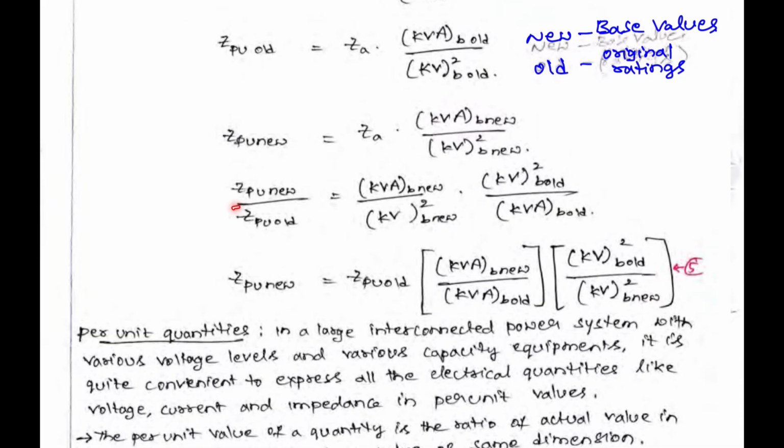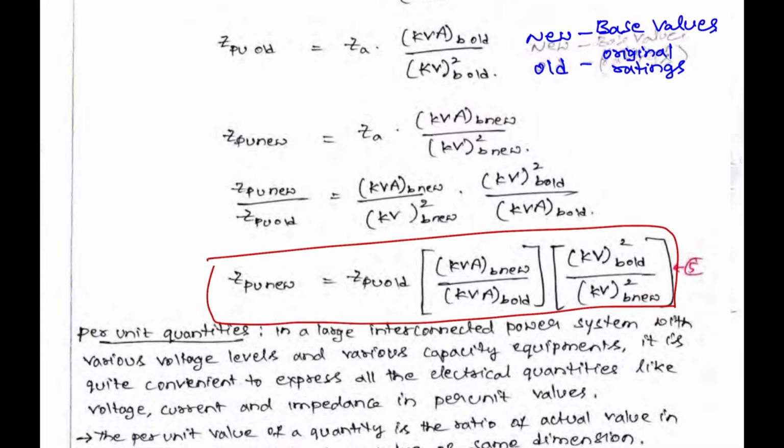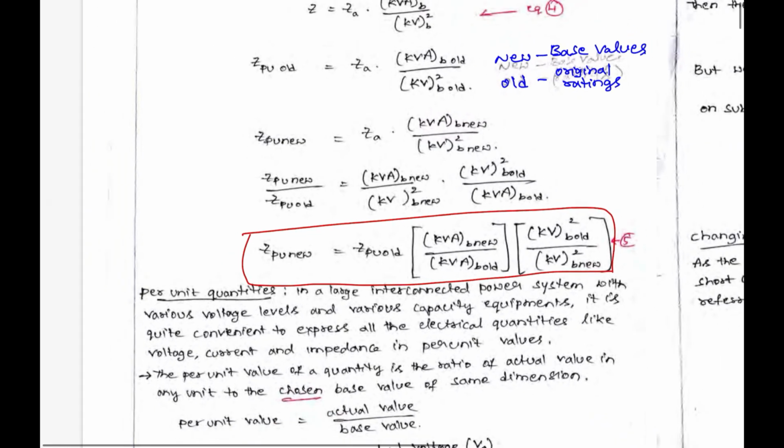Okay, so we are making Z per unit old move on to this side. Z per unit new equal to Z per unit old into KVA base new by KVA base old into KVB old by KVB new square. So in the numerator and denominator we are having the square, so we can write down this as total square. Okay, so it is the very important expression for calculating the new base impedance.